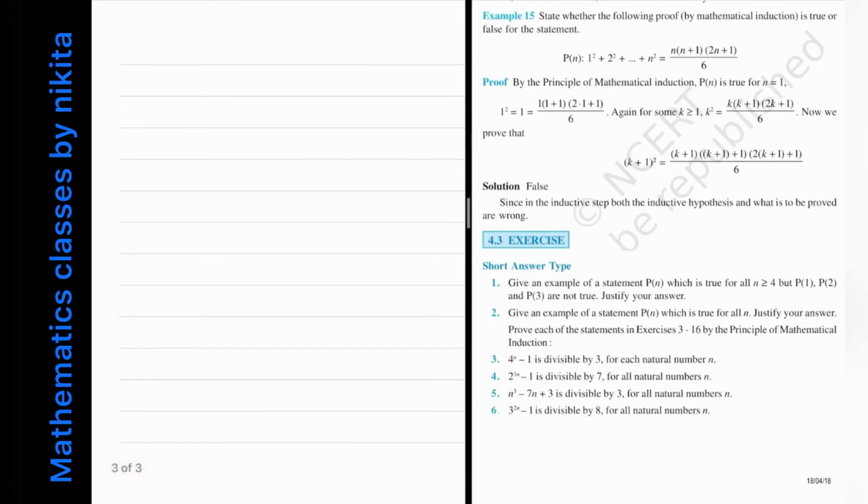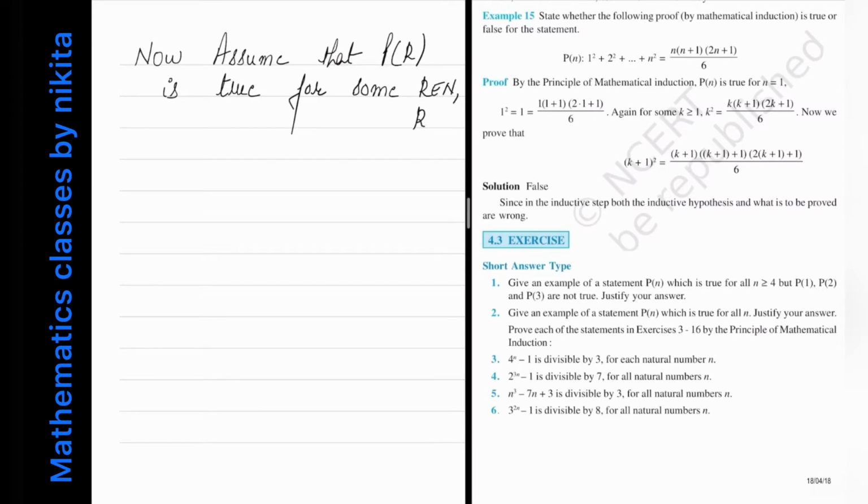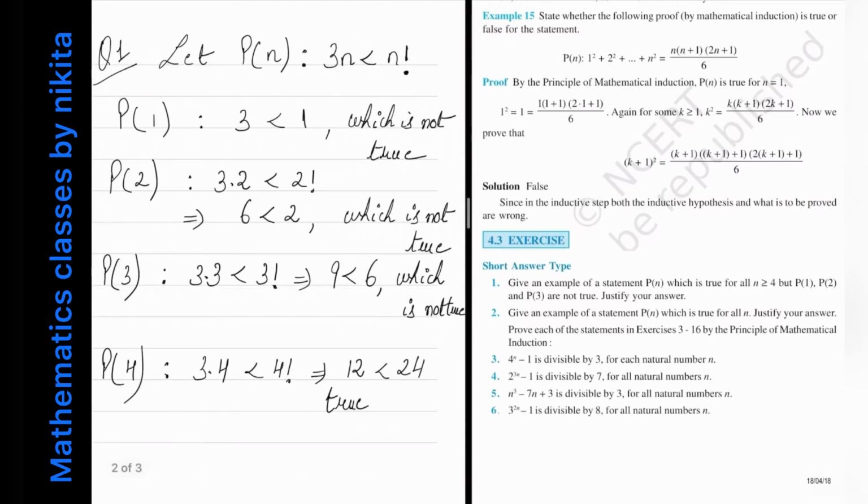So now assume that P of k is true for some k belonging to n. K is some natural number, but k is greater than 4. Okay, that is. तो ये जो assumption है ये आपको क्या दे रही है? ये कह रही है कि 3k is less than k factorial. Mark this as 1. Okay, यही कह रही है because we are assuming this. n की जगह k put कर दो.